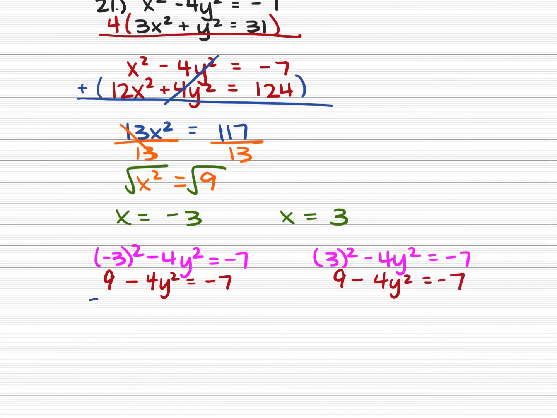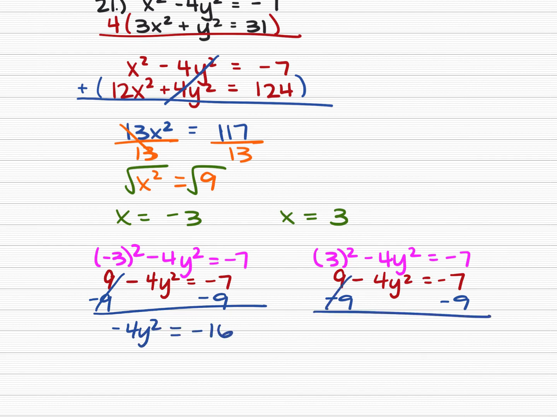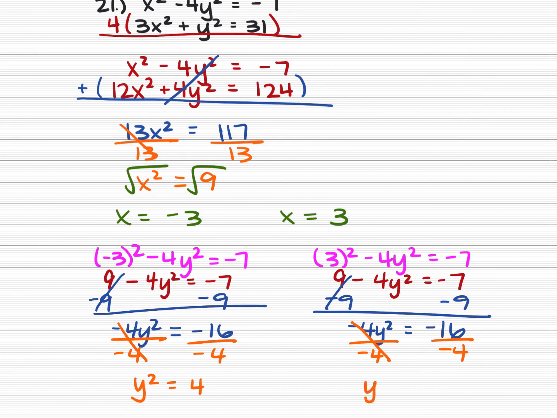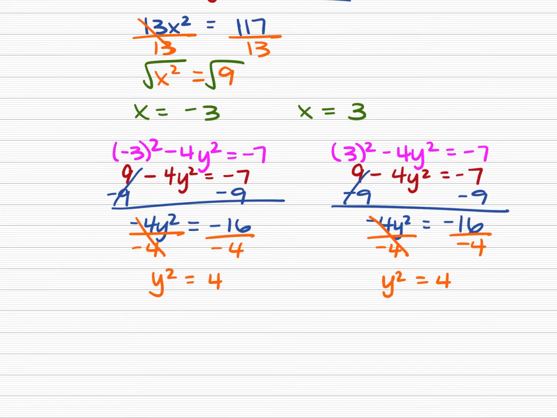Then we're going to move the 9 over by subtracting it from each side. So we get negative 4y squared is equal to negative 16. And that's for both of these. We divide each side by the negative 4, again, for both. And we get that y squared is equal to 4 for both of these. So we're going to take the square root of both sides. This gives us y is equal to plus or minus 2. Same thing for this one.